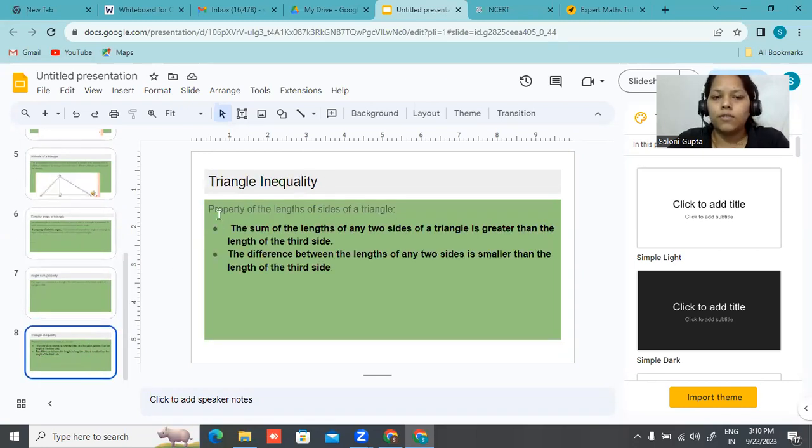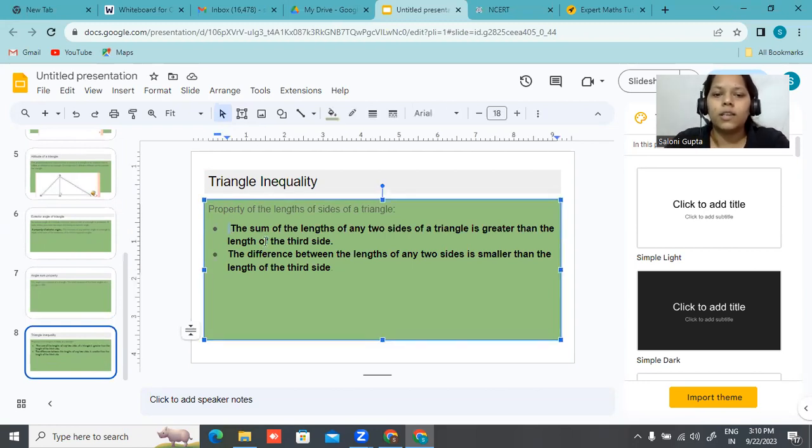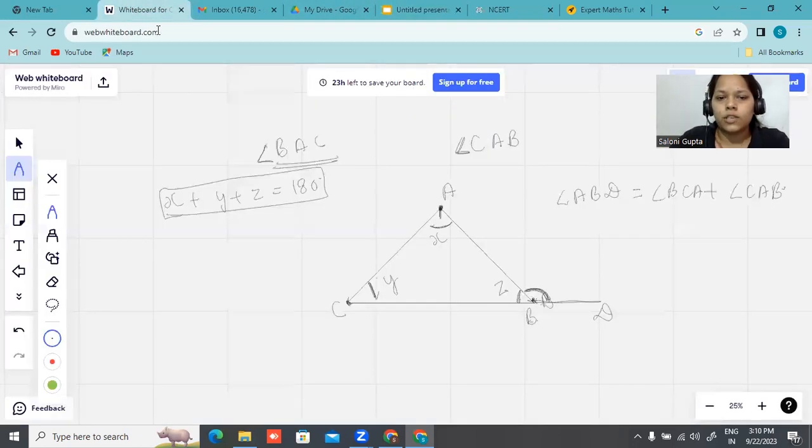Then we will now discuss what the triangle inequality is. So in this triangle inequality, what is given? That the sum of the lengths of any two sides of a triangle is always greater than the third side. Okay, so you can see, suppose this is the triangle again.